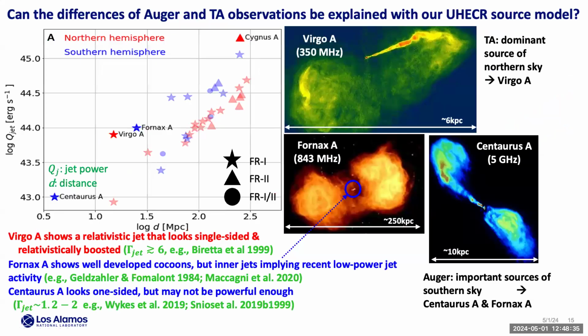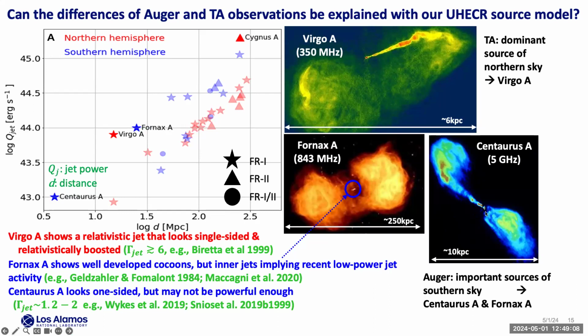And we track the distribution of the radio galaxies close to the Earth. The interesting part is that in the northern hemisphere, there's Virgo A, which has a relativistic jet, while in the southern hemisphere, the dominant radio galaxies are Fornax A and Centaurus A, but they do not have a very high Lorentz factor. Centaurus A has a Lorentz factor considered to be 1.2 to 2.